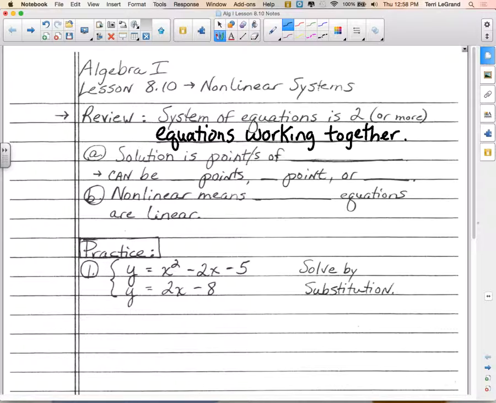So when we had a system of linear equations, does anybody remember what the solution looks like on a graph? Linear equations, first of all, may look like lines, right? So if we had two linear equations in our system and we graphed those two lines, what would happen? Where would we determine the solution was?